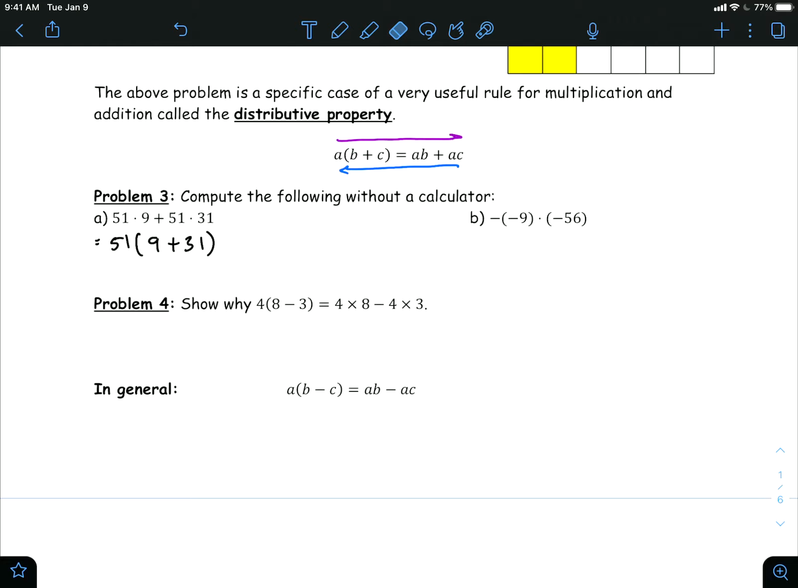Okay, now what's convenient about the inside of the brackets now? Could you do the math on that kind of easily? I think so, right? I think we could go 9 plus 31. What's that? 9 and 31 will make 40, right?